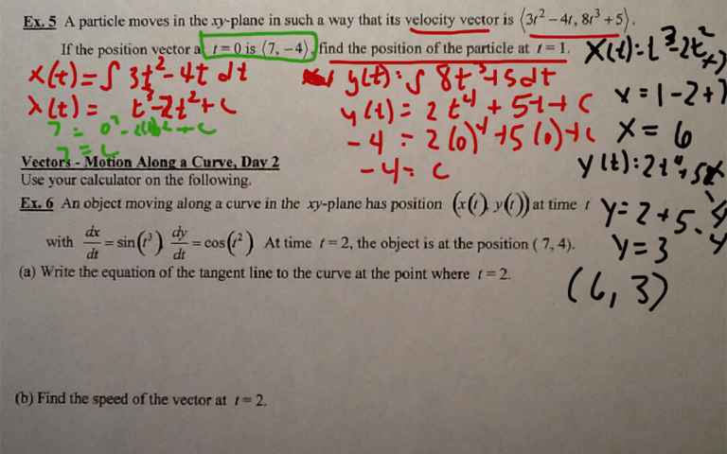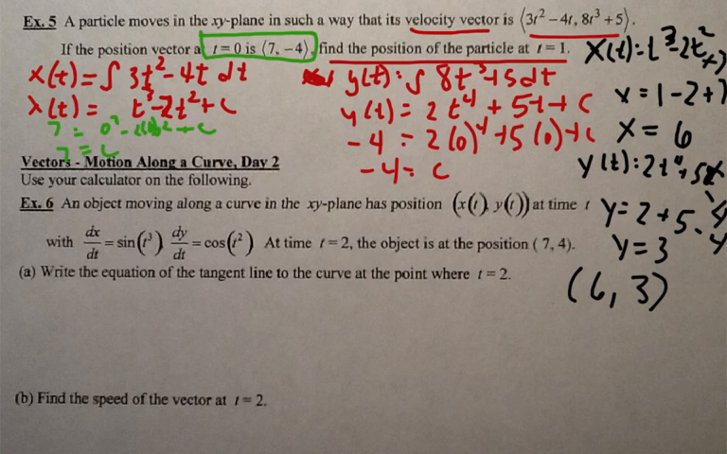Okay, we haven't needed to use a calculator for anything up to this point, and number 6 is an example of one where we would use a calculator. An object moving along a curve in the xy plane has position x of t, y of t at time t, with dx/dt equal to sine of t cubed and dy/dt equal to cosine of t squared. At time t equals 2, the object is at the position 7, 4. Write the equation of the tangent line to the curve at the point where t equals 2.